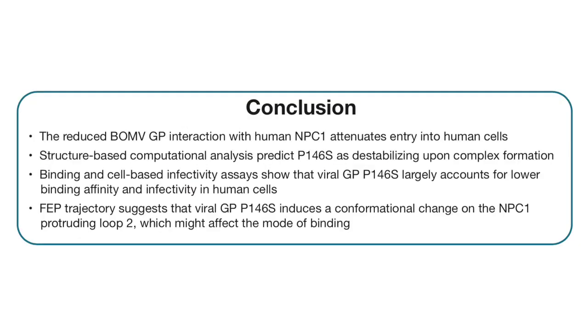Altogether, we have observed that the reduced Bombali glycoprotein interaction with human NPC1 attenuates entry into human cells. Structure-based computational analysis predicts proline to serine at position 146 as destabilizing upon complex formation, and this has been validated using both binding and cell-based infectivity assays. Finally, FEP trajectory analysis suggests that viral glycoprotein proline to serine at position 146 induces a conformational change on the human NPC1 protruding loop 2, which might affect the mode of binding.